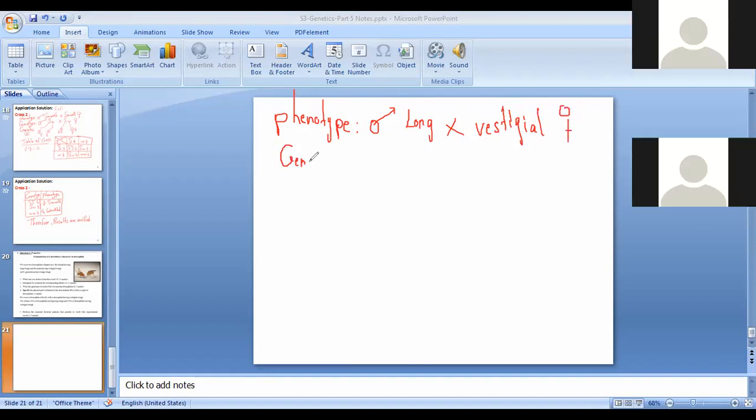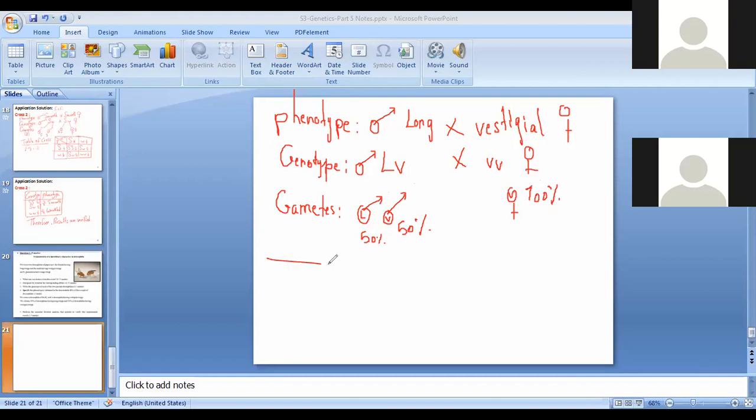Genotype: the male has LV, crossed with the female, which has VV. So in the gametes, what do we have? We have L, which is 50%, and V, which is 50%. And for the last one, VV, we have only one type of gamete, which is V, 100%.